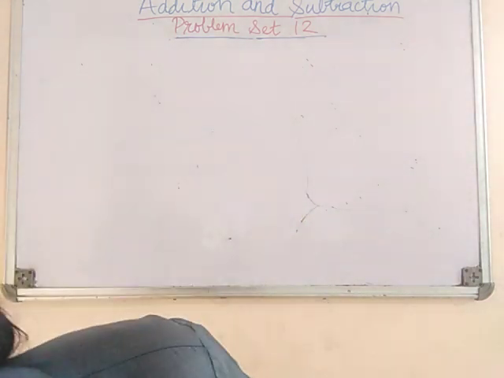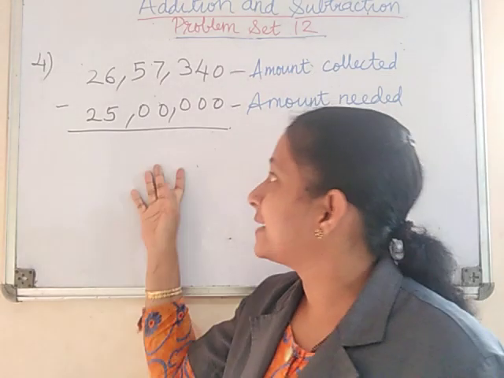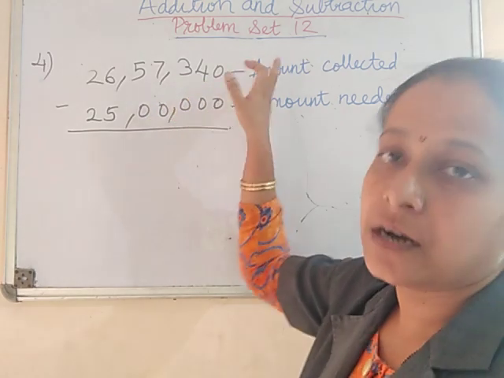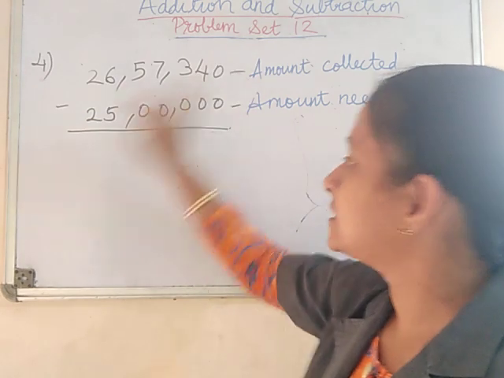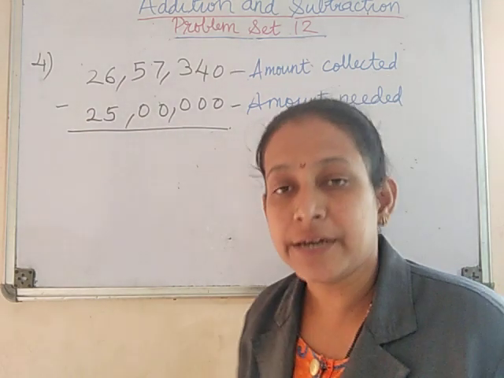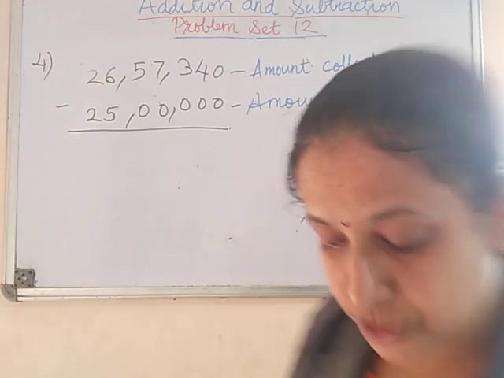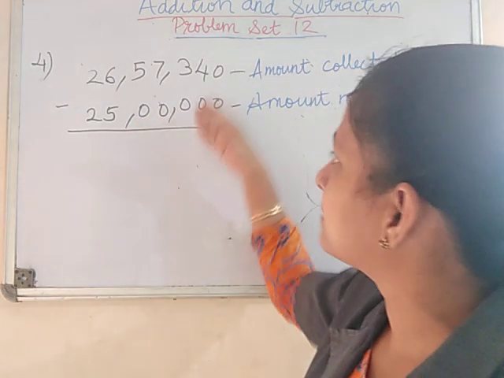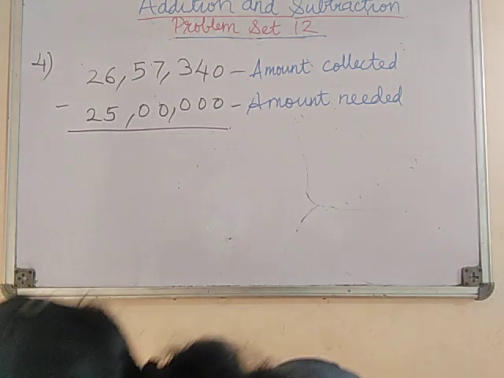So write first the data. So this is the data, that is 26,57,340 was the amount collected through donations, and this much, that is 25 lakh, was the amount needed by that organization. Fine. So let's find out the difference between these two. This is a very simple problem because here you see all zeros. That means whenever we subtract a zero from any number, that same number remains. So we shall subtract now.